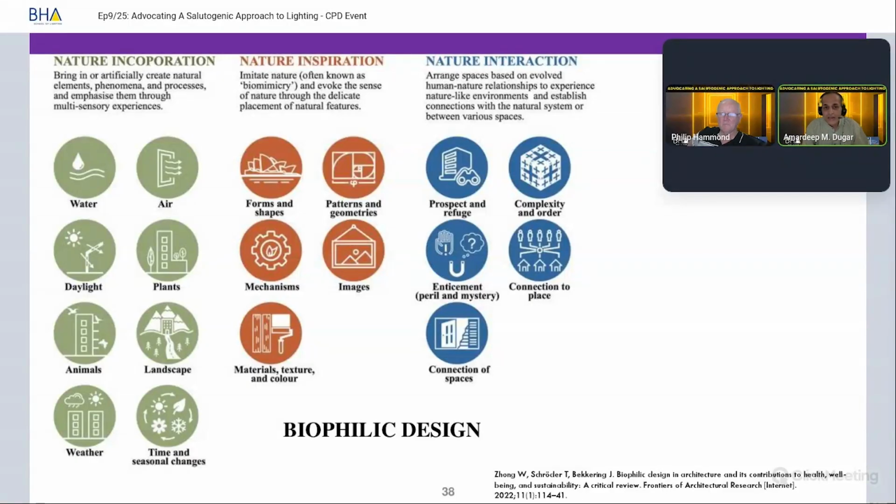So you look at the connections, how people move across. That's nature interaction. This was something more related to how I wanted to approach this research. So that's something which I'm using.